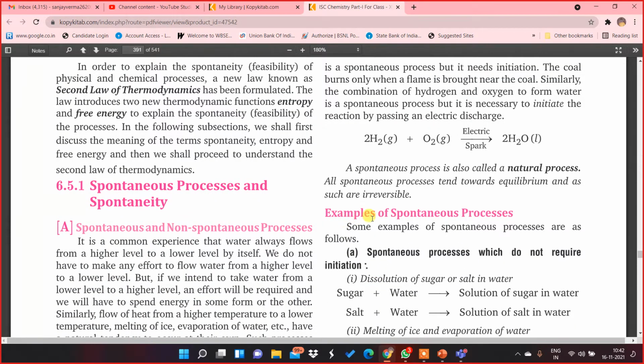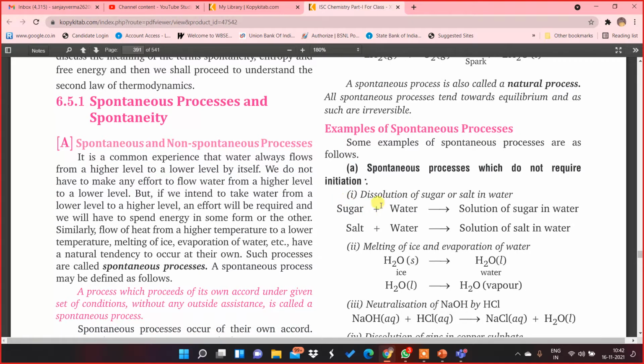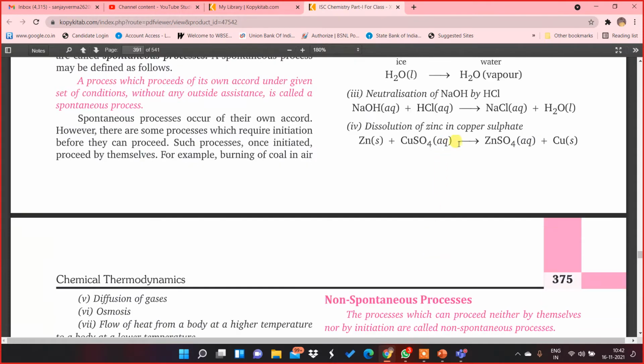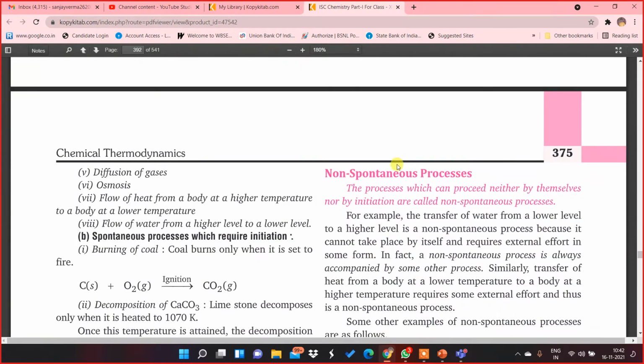Now, you can have a look at the examples. Some examples are dissolution of sugar or salt in water, melting of ice and evaporation of water, neutralization of sodium hydroxide by hydrochloric acid, and dissolution of zinc metal in copper sulfate solution. Then on the next page, diffusion of gases from a region of high concentration to a region of low concentration. Then osmosis, flow of heat from a body at high temperature to a body at low temperature, and flow of water from a higher level to a lower level. So these are some natural spontaneous processes.